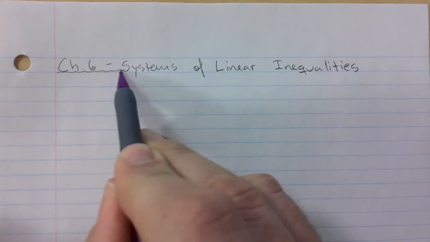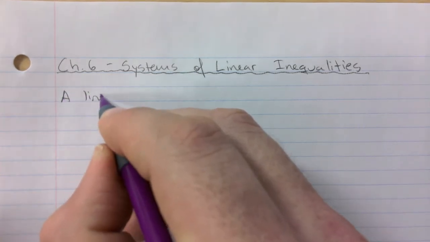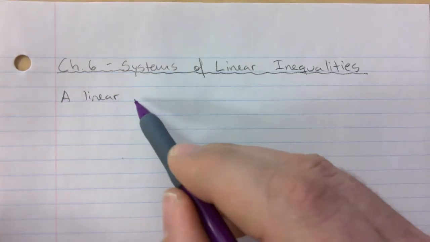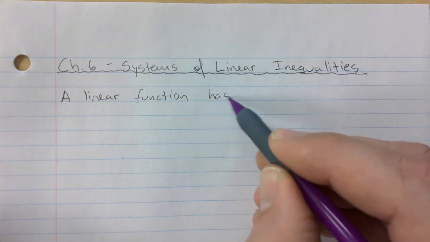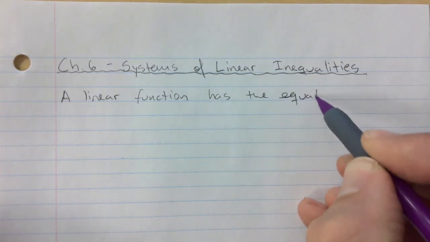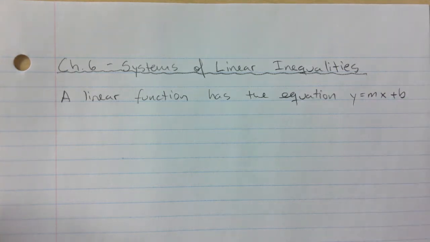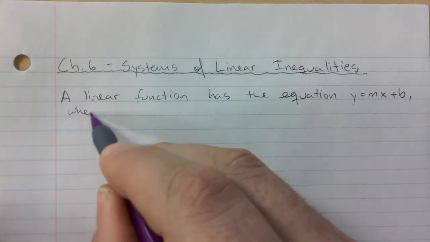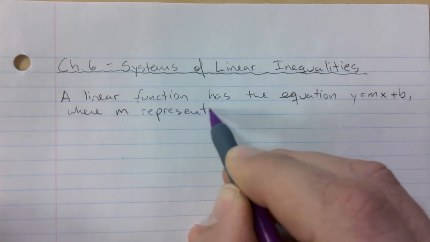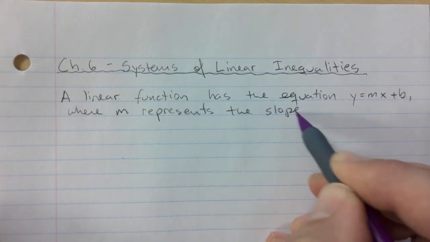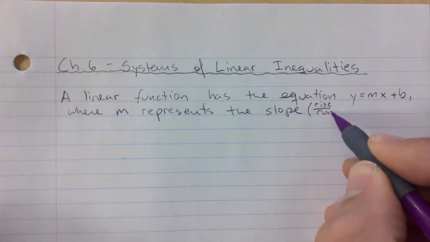Systems of linear inequalities. A linear function has the equation y equals mx plus b, where m represents the slope, and I hope you remember that that is rise divided by run, because that'll come up later.